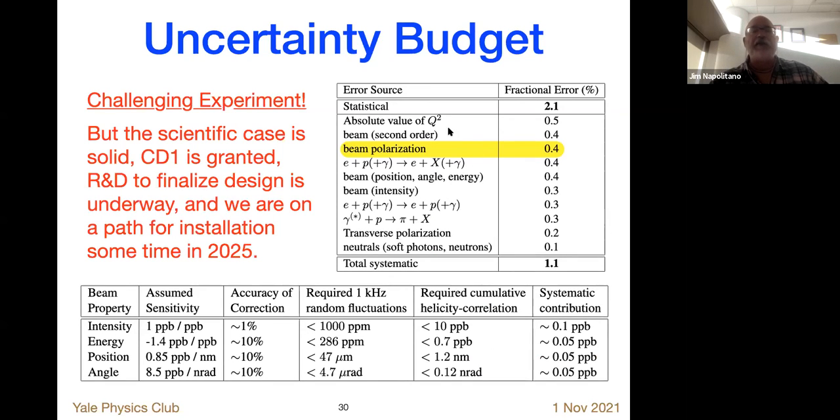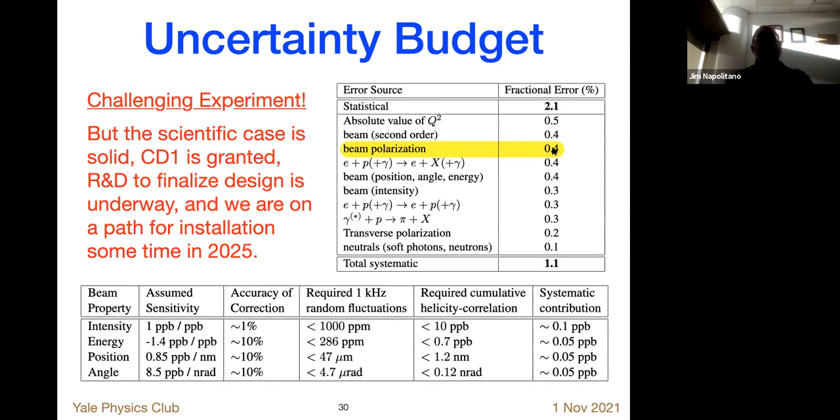Again, more or less for experts, this is our uncertainty budget. I highlight the beam polarization uncertainty of about 0.4%. We've had a CD1 review that was positive. Another review is coming up, in fact, tomorrow. There are a lot of these things, very often, to make sure that everything's on schedule.